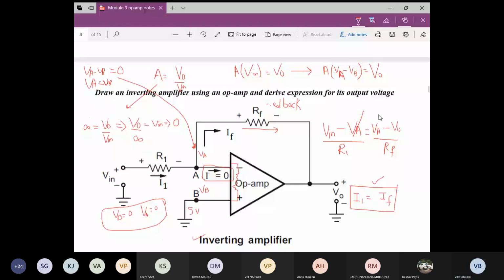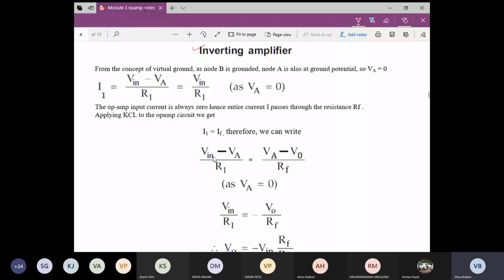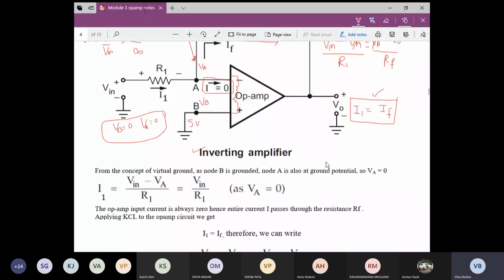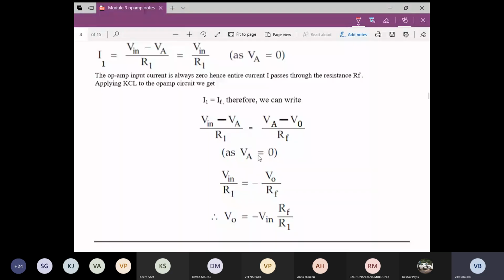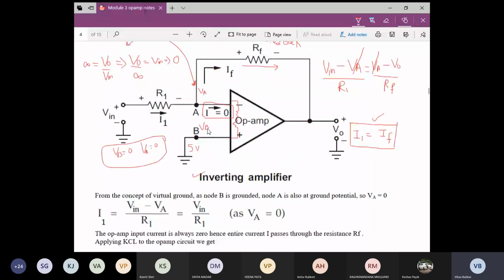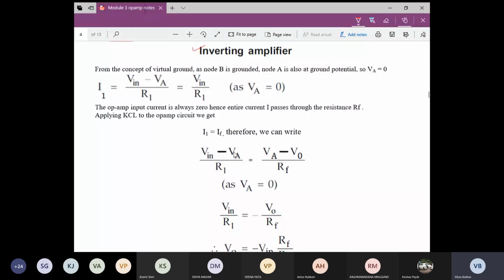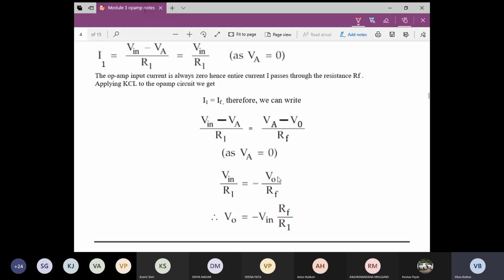Look here. This is what I just wrote over here. The same thing. V in minus VA by R1, and then VA minus V naught by RF. As VA is equal to 0, because VB was 0 from the concept of virtual ground, if I substitute the value of 0 over here, V in by R1 is equal to minus V naught by RF. And what am I interested in? I am interested in V naught, the output voltage.